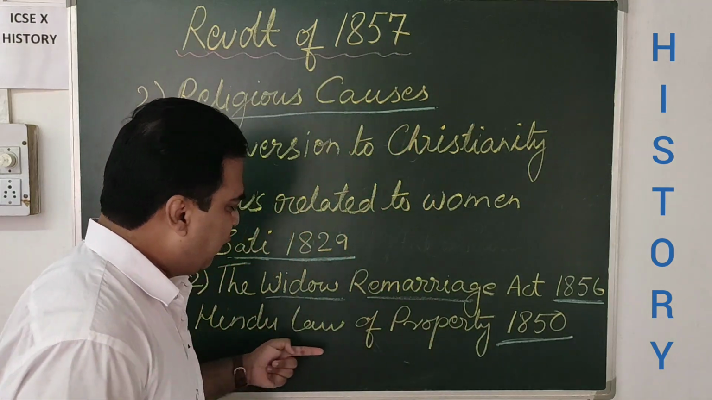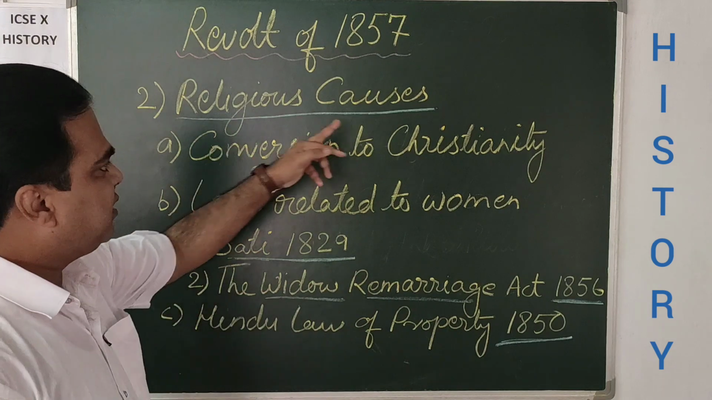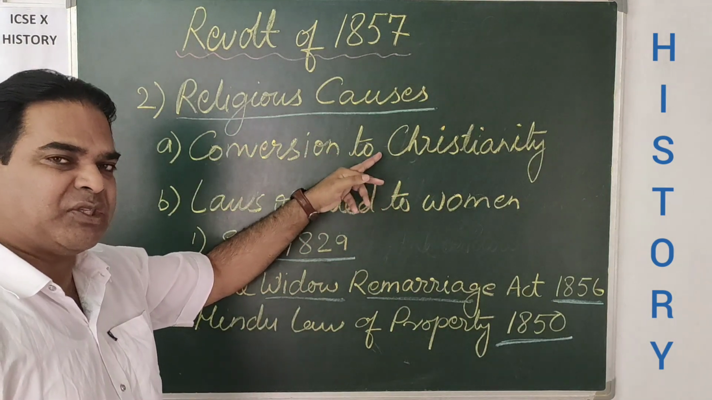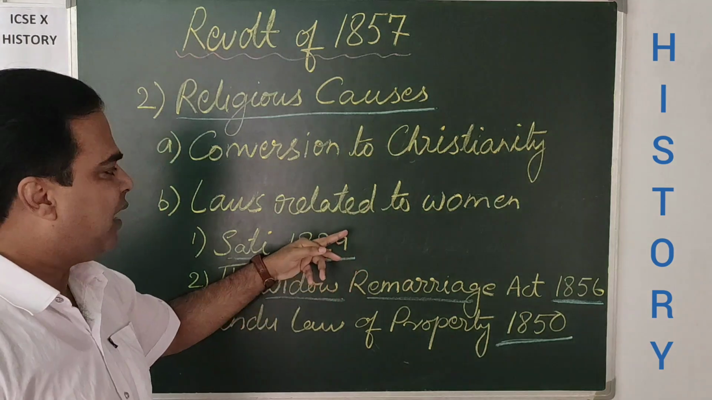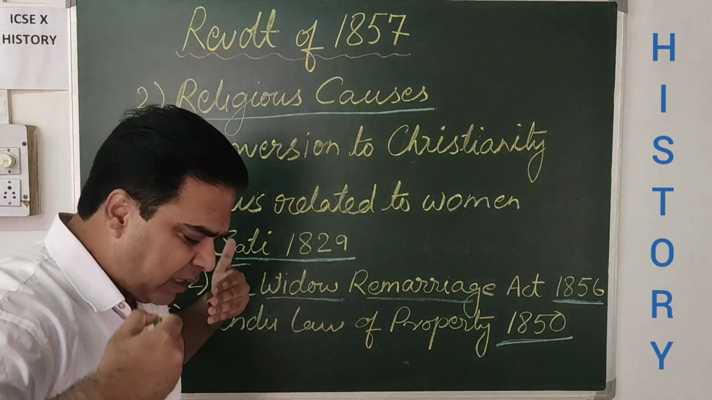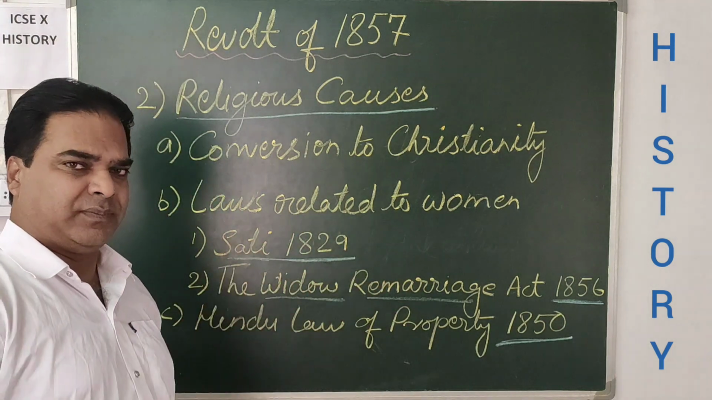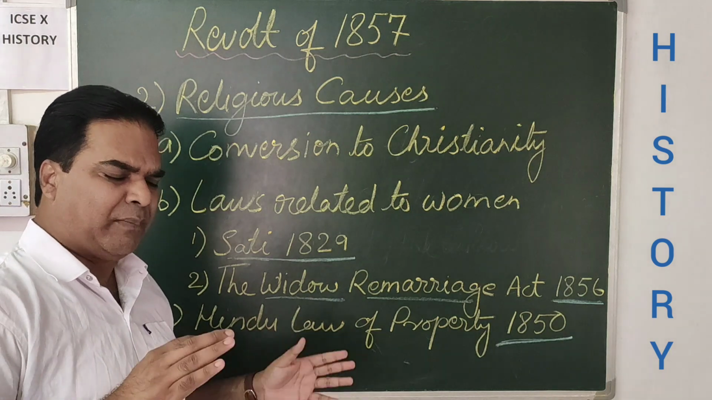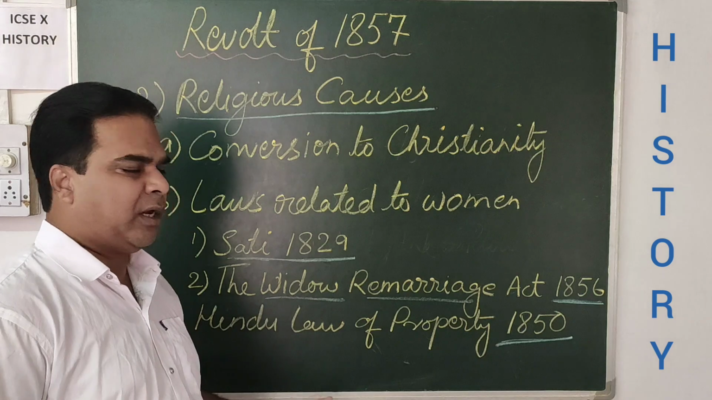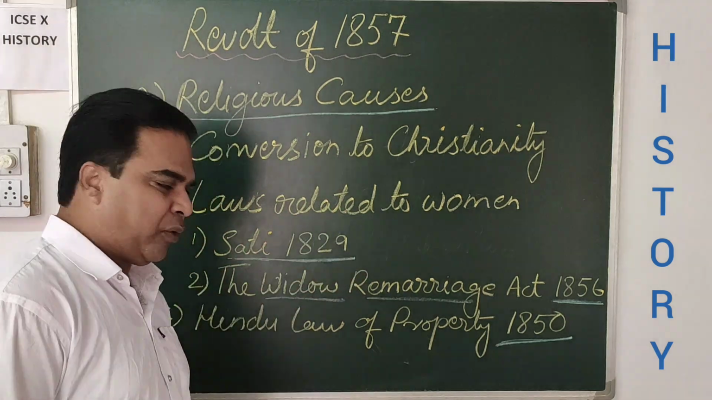Okay, so the Hindu law of property was passed in the year 1850. Once again, religious causes, conversion to Christianity. With the coming of the Britishers in our country, Christian missionaries came to our country, and they started to preach Christianity. They started to abuse the religion of the people. So the Indians were left with no option. I'm not talking about entire people, but many of the people were left with no option, so they converted themselves to Christianity. And sati was banned in 1829.